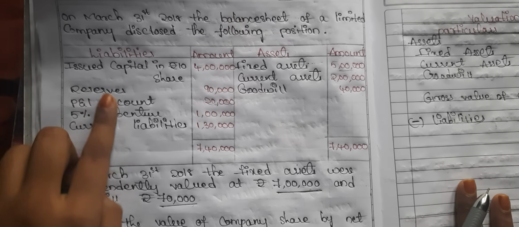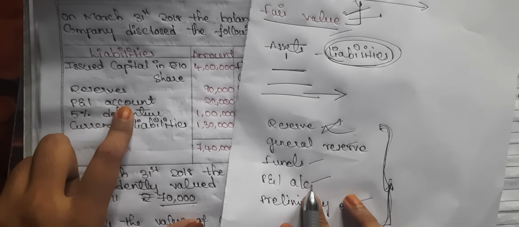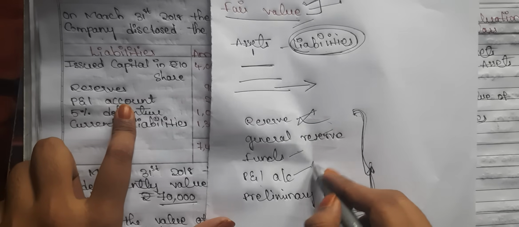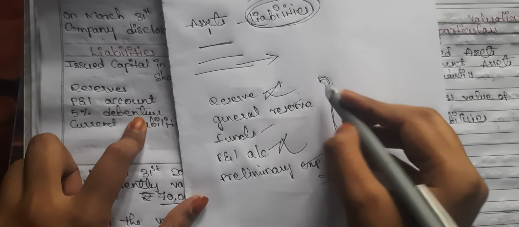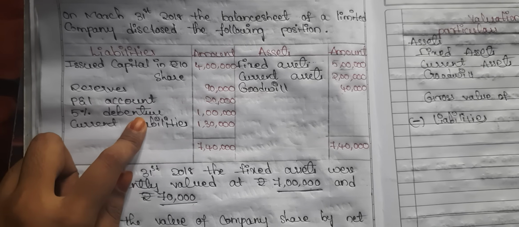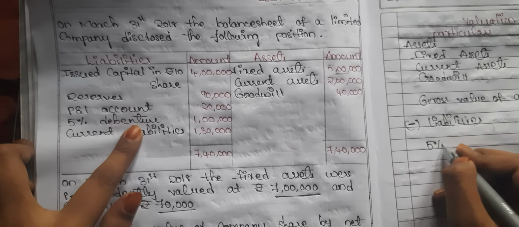Okay, what is there, ma? Reserves, as I said, you should not take. P&L account, you should take P&L account, ma? No, you should not take the P&L account also. 5% on debentures. Do we take 5% on debentures? Yes, because I didn't say you should not take debentures, right? So you will be taking debentures. 5% debentures.